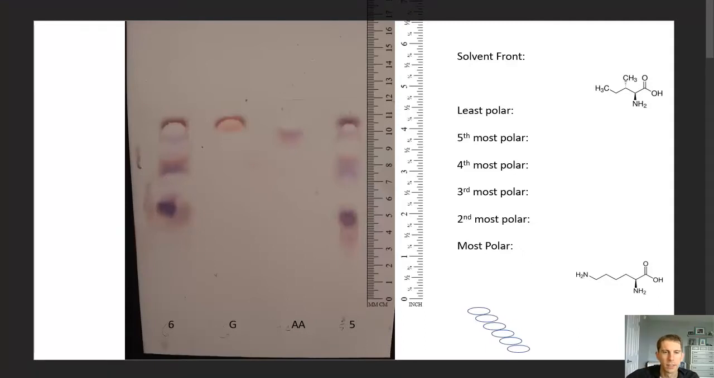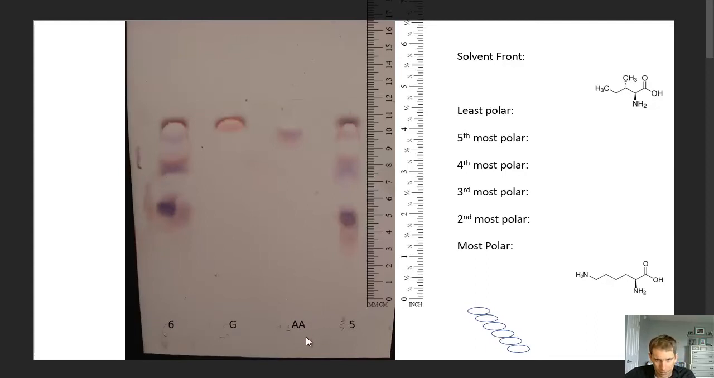Now that we have the plate and we have reacted our amino acids with anhydride, we can take a look at the RF values of each of the compounds and determine what our 2 unknowns are. So looking at the plate, we've got our reference ladder where we have our 6 amino acids over here, we've got our 5 here, we've got unknown G right here, and we've got unknown AA right here.